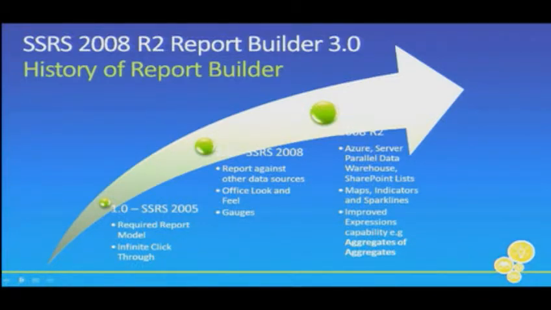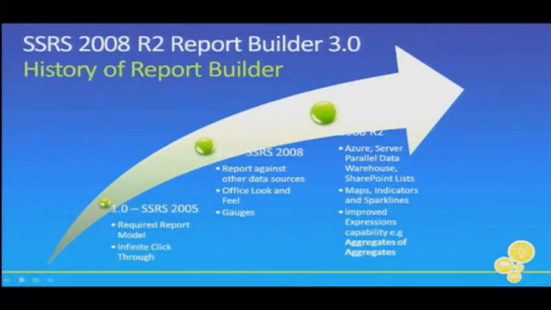Additional tool sets that have been introduced are the maps and indicators and spark lines. So we'll show at least the spark lines. Time permitting, we'll get into some of the indicators as well. And this is, again, toward that improved visualization functionality that we spoke about.